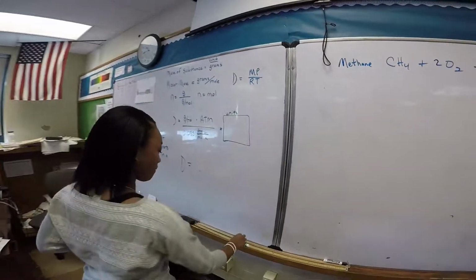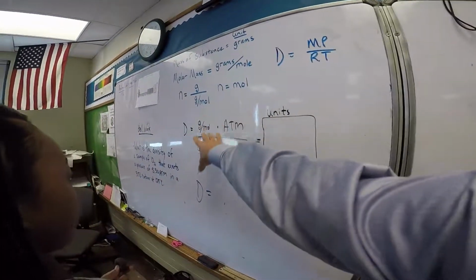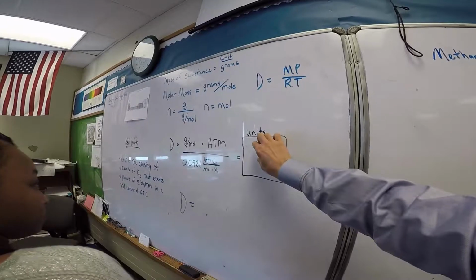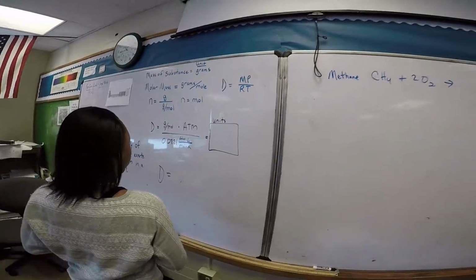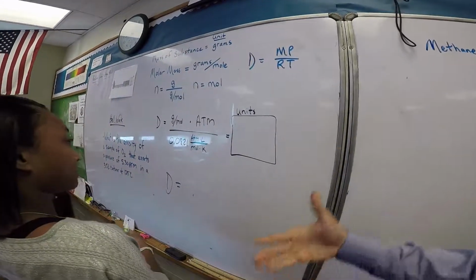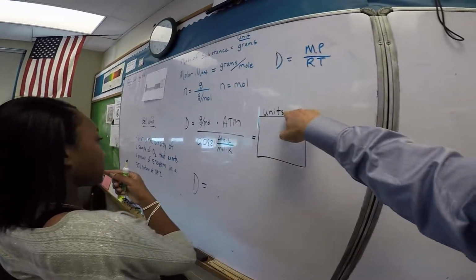There you go. We're just trying to get you to understand how to cross out the units. This is a very important part of chemistry and physics. So we're kind of getting you ready to go into physics as well, where they focus on the units.